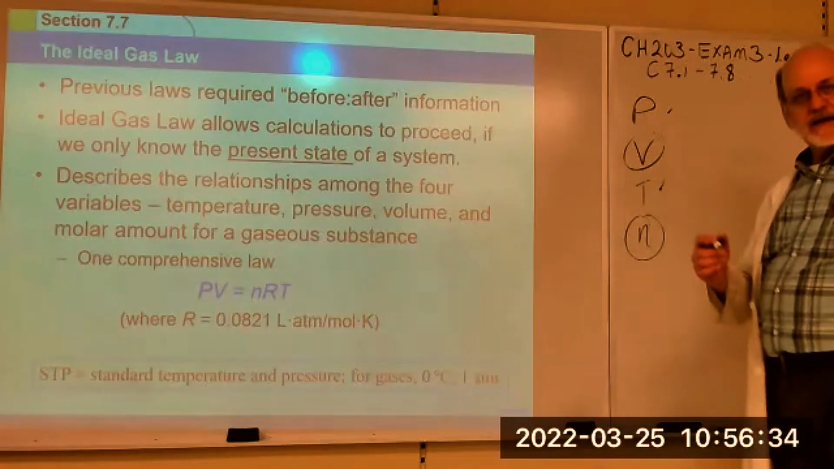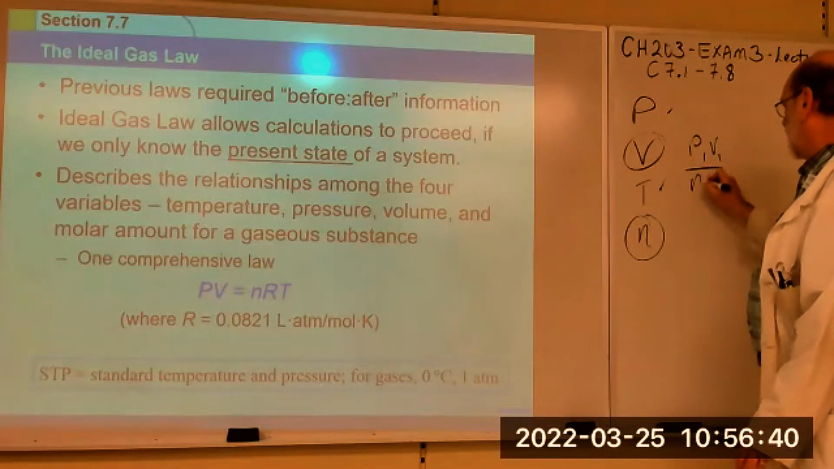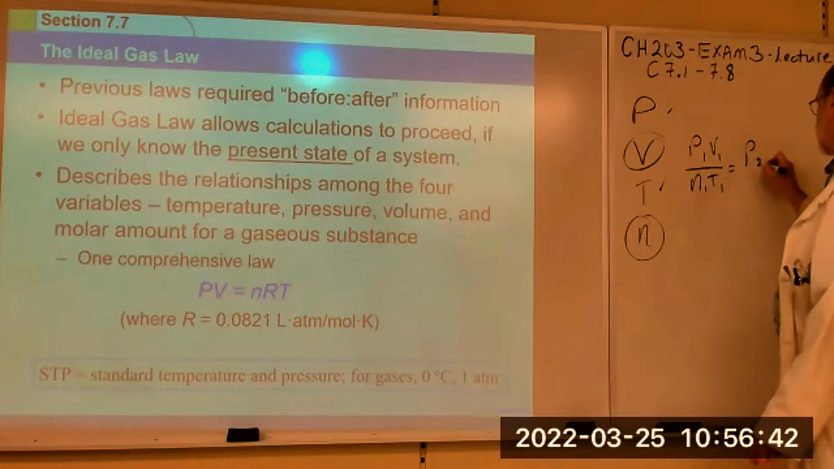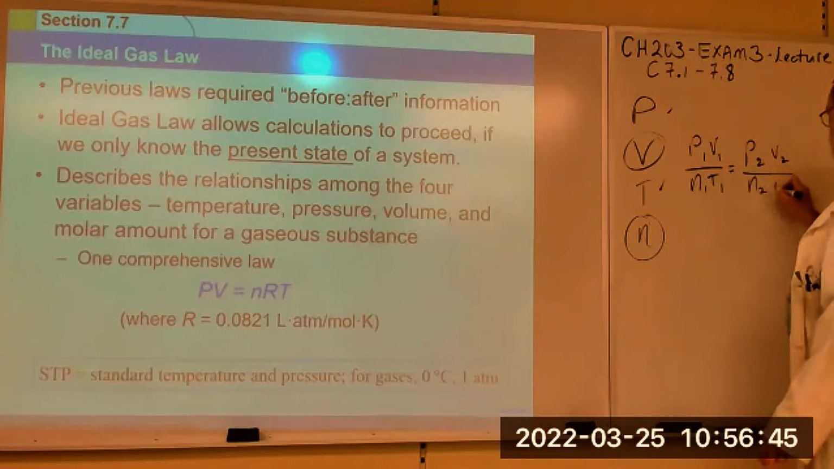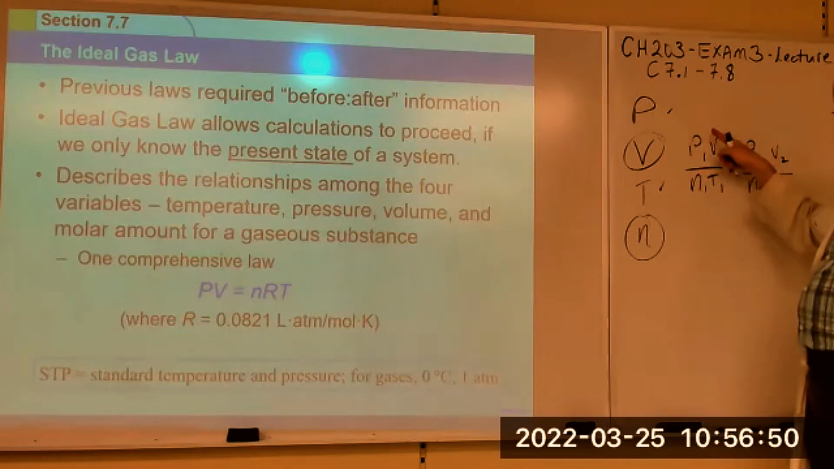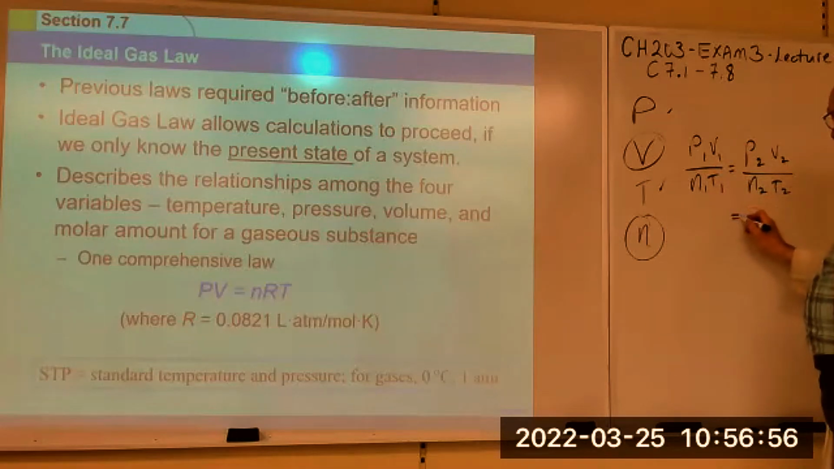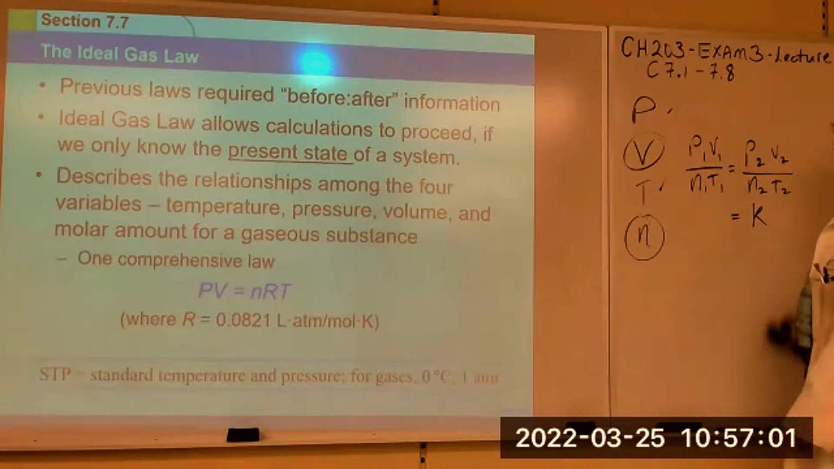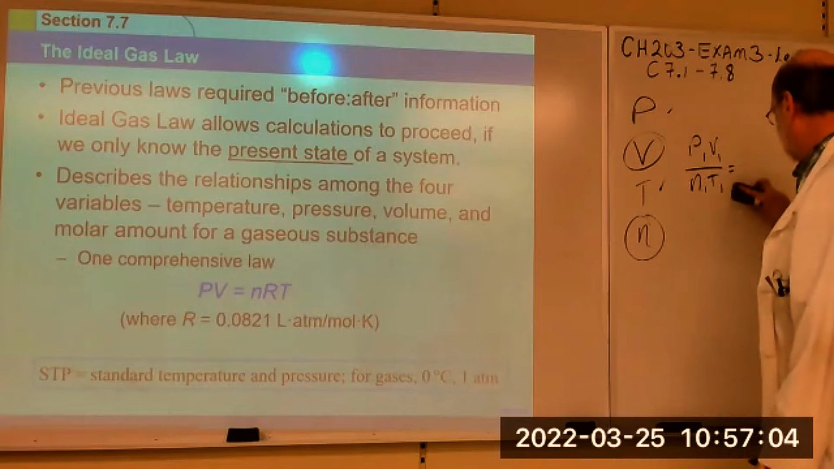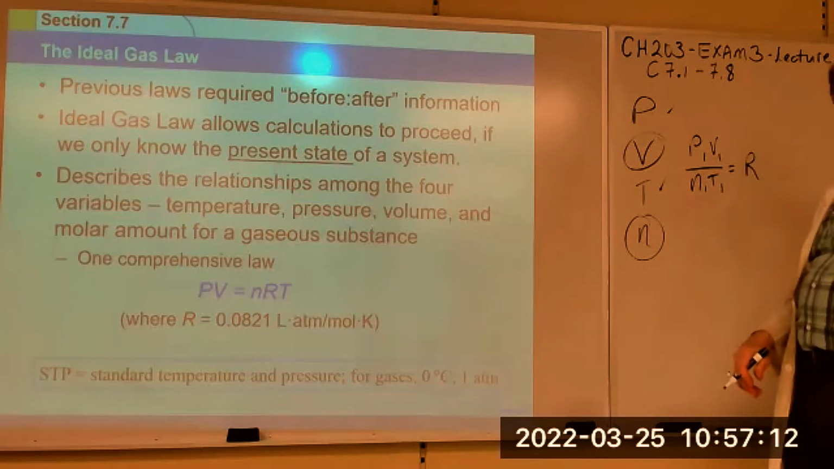Because what was the combined gas law? It was P1V1 over N1T1 equals P2V2 over N2T2. How did it get that way? It got that way because this is a constant, and that is equal to the same constant. So if we rewrite it and we change the constant, this is equal to a constant. We're going to say it's equal to R. R is our constant.